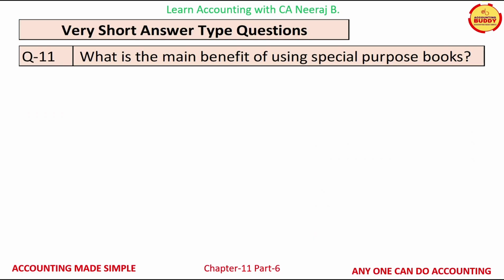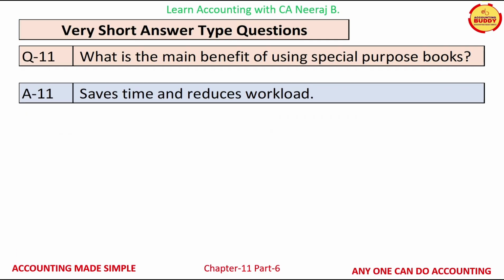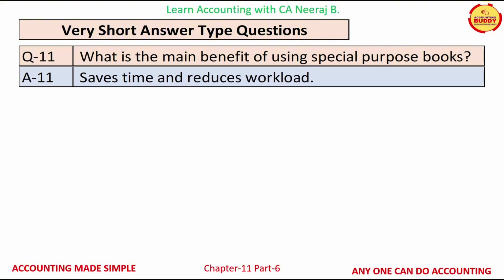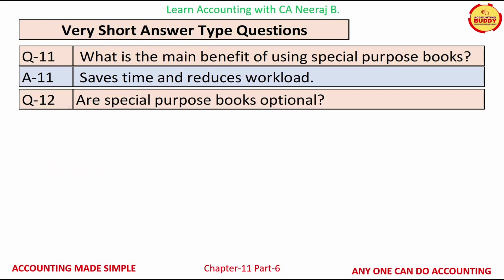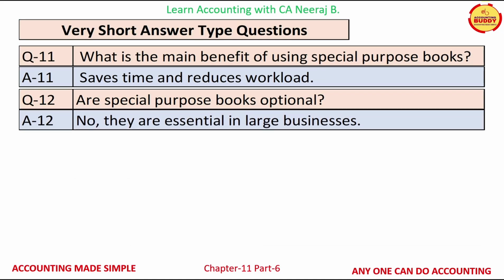Question number 11 is, what is the main benefit of using special purpose books? The answer is save time and reduces workload. Question number 12, are special purpose books optional? And the answer is no, they are essential in large businesses.